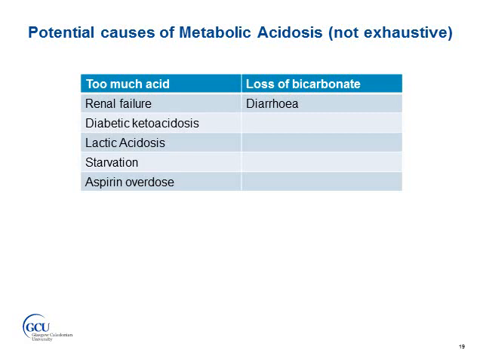As stated in the previous slide, metabolic acidosis is either caused by too much acid or a loss of bicarbonate. Too much acid may be features such as renal failure, diabetic ketoacidosis, lactic acidosis, starvation, or an aspirin overdose. You will find a bit more information in the notes section underneath this slide. Loss of bicarbonate is through excess diarrhea.